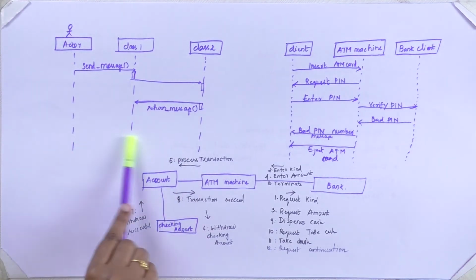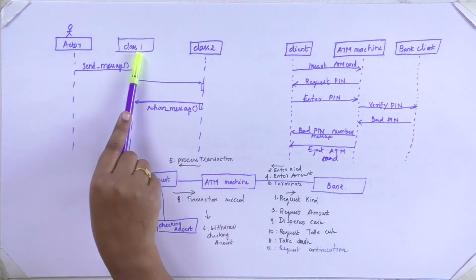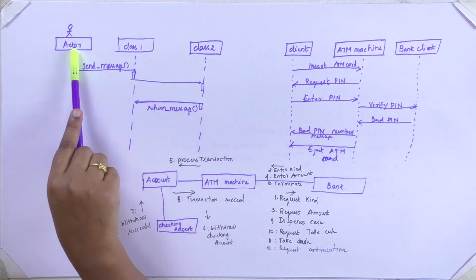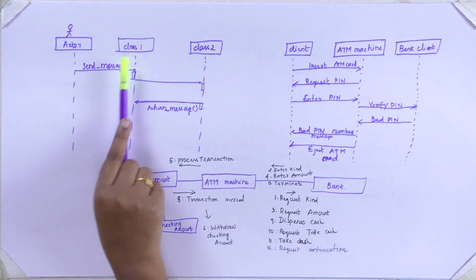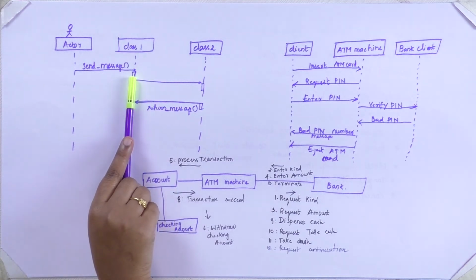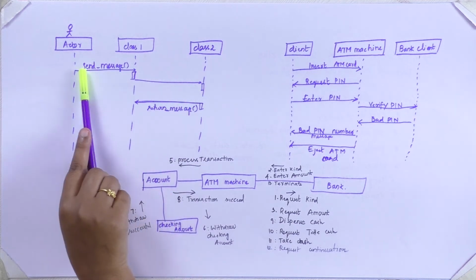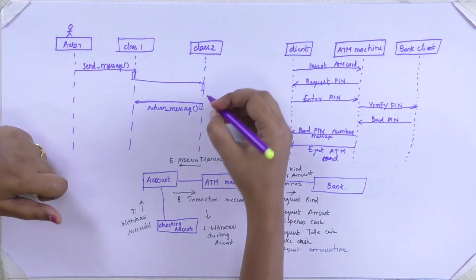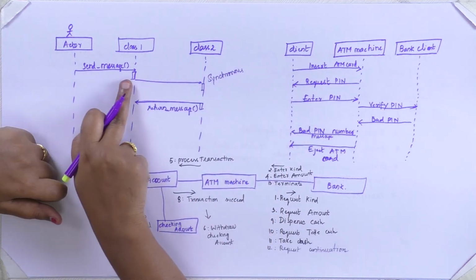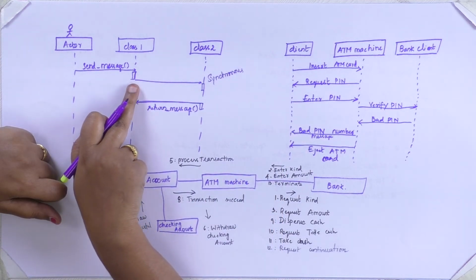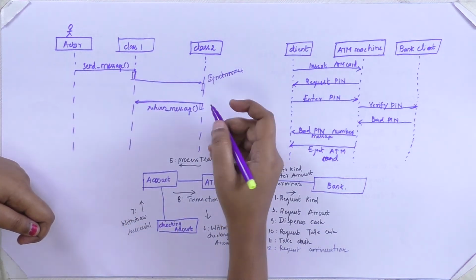Here, this is a sequence diagram. In this sequence diagram, you have three objects: actor, class 1 and class 2. The actor object will be communicating a message, send message, to class 1, and then after getting the message, class 1 will be communicating with class 2. These two messages are called synchronous messages, because as a result of send message, you are initiating another message.